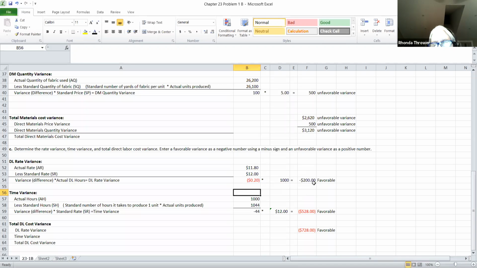So when you put it in Cengage, make sure you put a minus sign in front of the favorable variance, because if you don't, it will mark it wrong. And so you'll be thinking that, oh, I know this amount is right. It has to be. And it'll be something simple like you don't put a minus sign in front of it. So make sure in Cengage, if you come up with a favorable variance, you enter it as a negative amount.